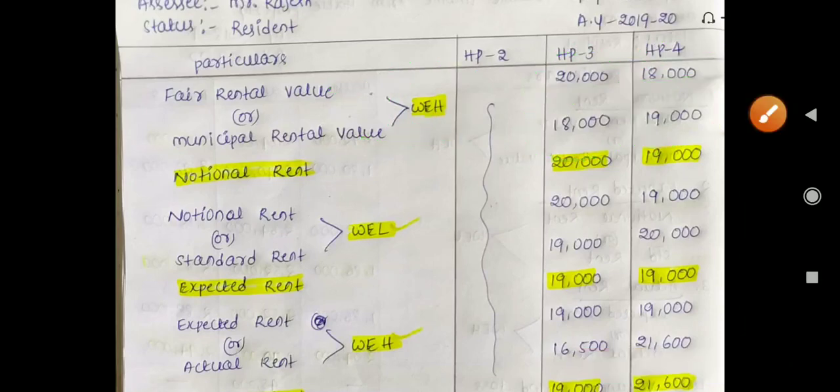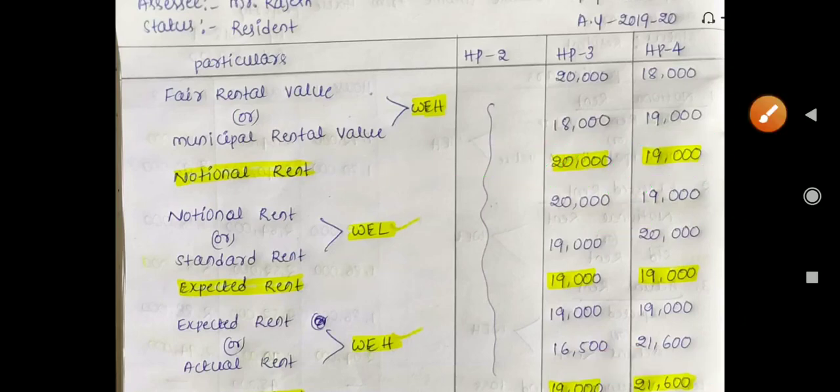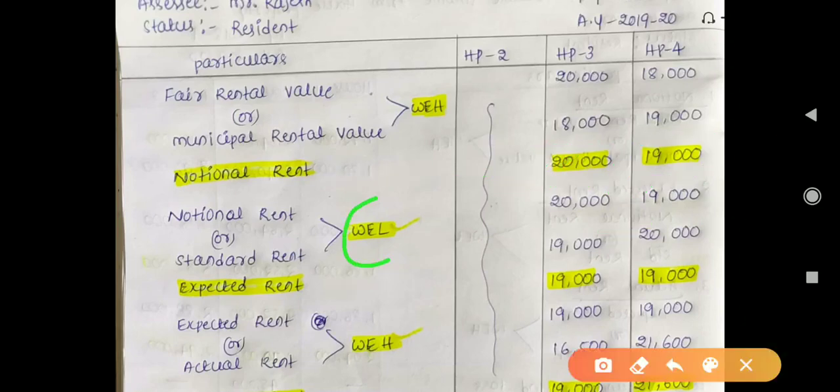So in this, whichever is higher, that is 20,000 or 19,000. The resulting amount is called notional rent. Next, notional rent and standard rent have to be compared, and the resulting amount will be the expected rent. Notional rent is 20,000 and 19,000. Standard rent, given in the question, is 19,000 and 20,000. Whichever is less will be the expected rent. So expected rent is 19,000 and 19,000.